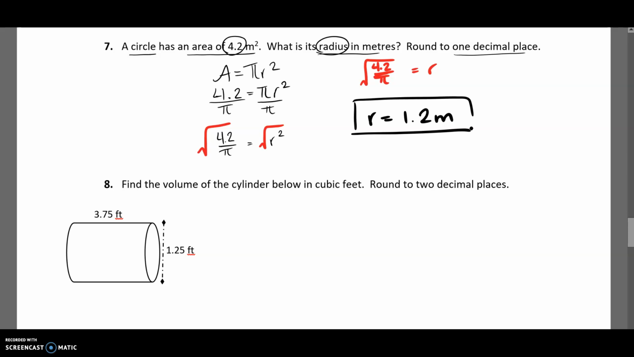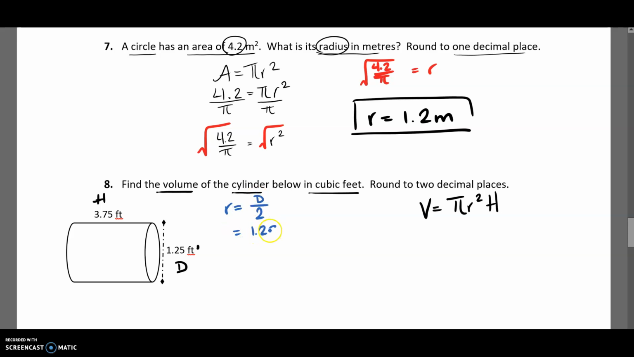My final question on this page, I'm asked to find the volume of the cylinder below, and I'm going to find it in cubic feet. And I'll round my final answer to 2 decimal places. I can look on the formula sheet and see that the volume of a cylinder is pi r squared times the height of the cylinder. I have the height of the cylinder here, measured in feet, and here I have the diameter measured in feet, the distance all the way across the circle. I can calculate the radius from the diameter, remembering that the radius is the diameter divided by 2.